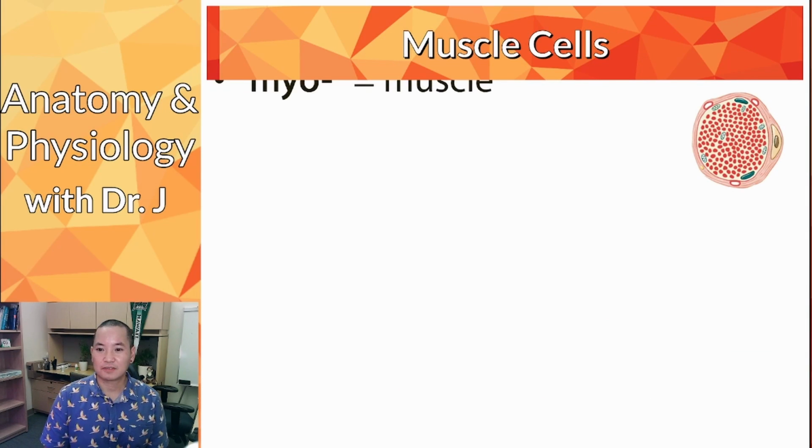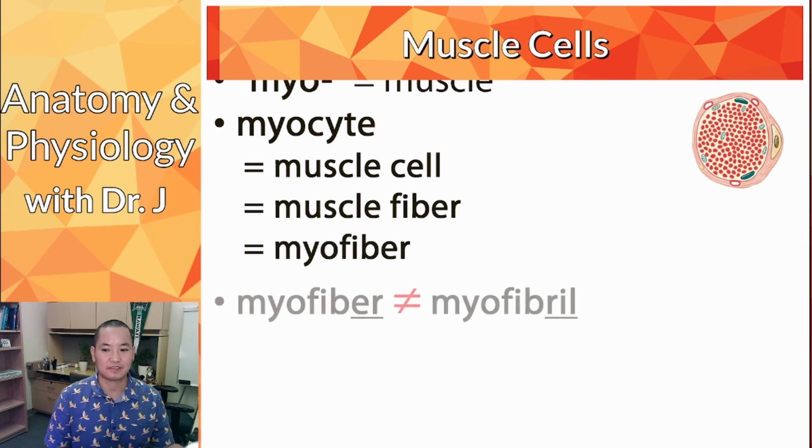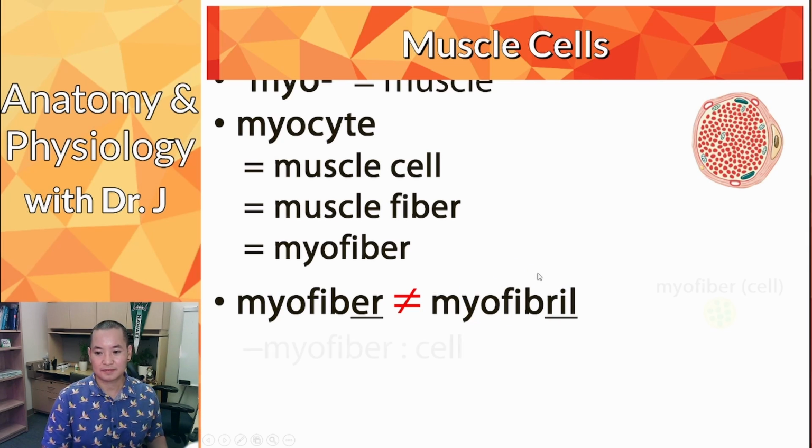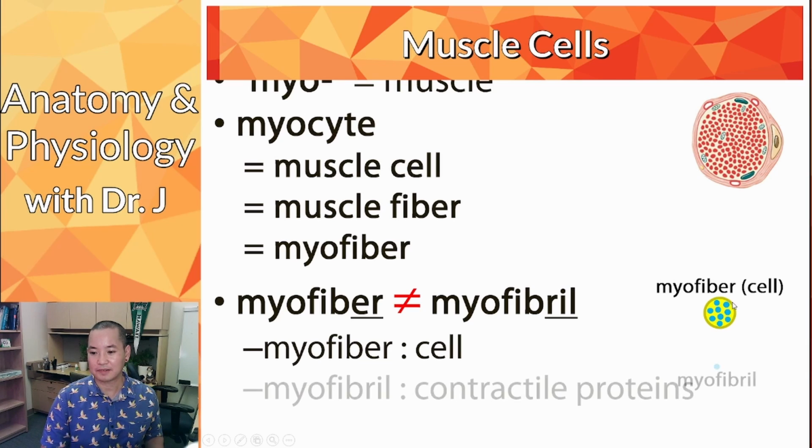Myo means muscle, and a myocyte is a muscle cell, which is the same as a muscle fiber, or myofiber. And again, a myofiber is not the same thing as a myofibril. This is a cell, and this is a protein, or actually a structure of proteins, I should say. You can have multiple myofibrils inside one myofiber. So I'm representing all these myofibrils inside one myofiber.